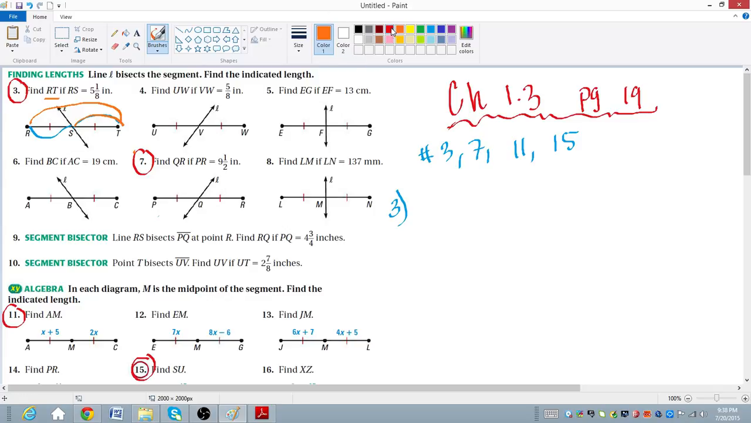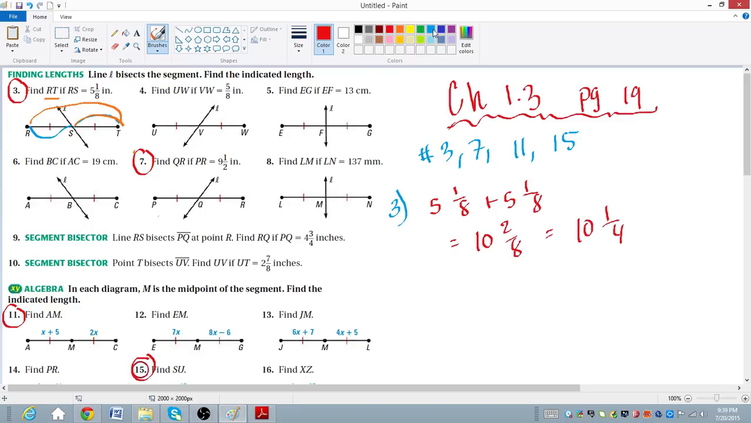You have two options, however you want to add them. I'm just going to go 5 and 1/8 plus 5 and 1/8. That is equal to 10 and 2/8. And then you can simplify this a little bit more. The answer is 10 and 1/4.